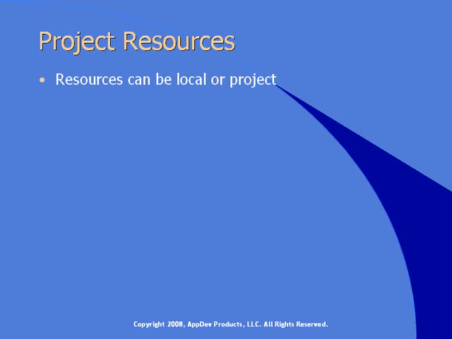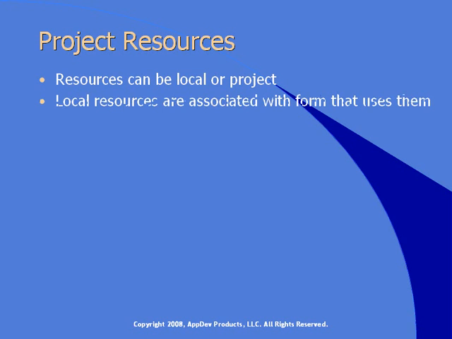There are two types of resources in a project: local or project-level resources. Local resources are associated with the form, for example, that uses them. So you can decide you want to display an image on a button on the form and make that a local resource, and then it basically belongs to the form. If you add that form to another project, the resource travels with it because the resource is stored in a RESX file associated with that form.